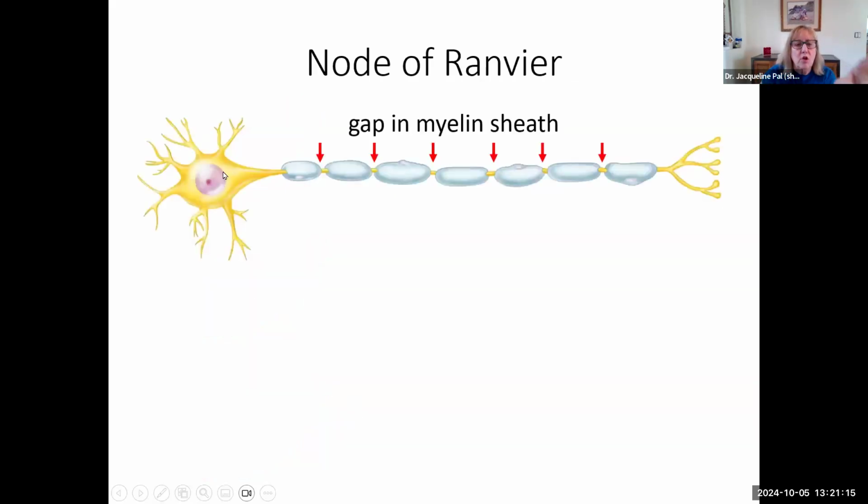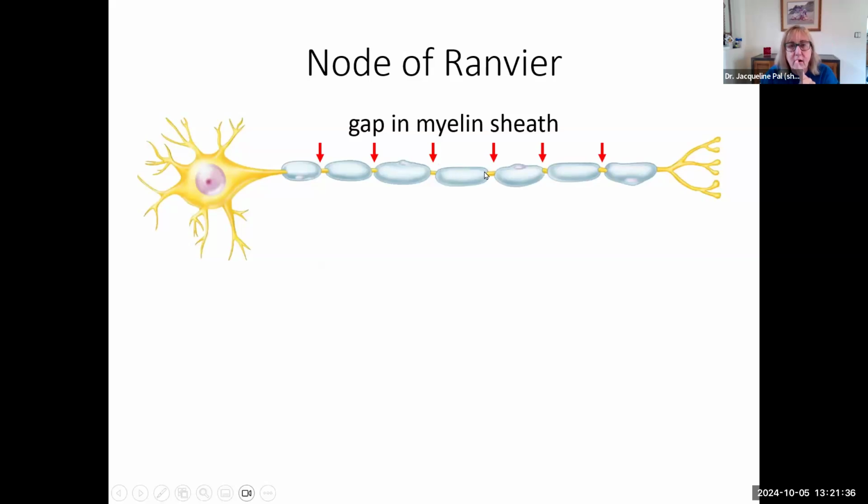Okay, so looking at a drawing of one motor neuron in the peripheral nervous system, we know now this is the peripheral nervous system because these are Schwann cells, okay? This cannot be in the central nervous system because these are not oligodendrocyte processes. These are individual Schwann cells.